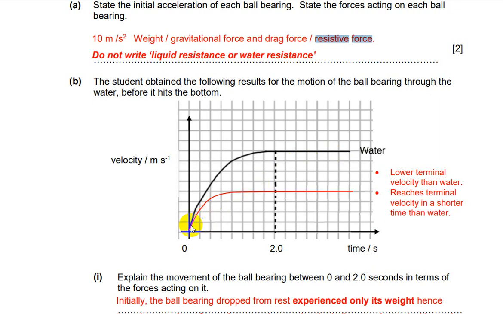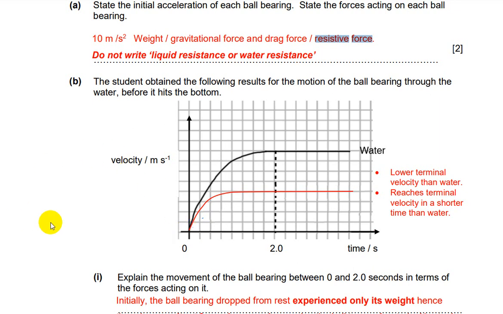That's because at the initial start, we know that there's only weight. So at t equals 0, there's only weight, so the acceleration is 10. But as time progresses, the ball starts moving. When the ball starts moving, it gains water resistance or drag force or resistive force. You can use any one of these three terms. As a result of this force increasing, the resultant force drops.